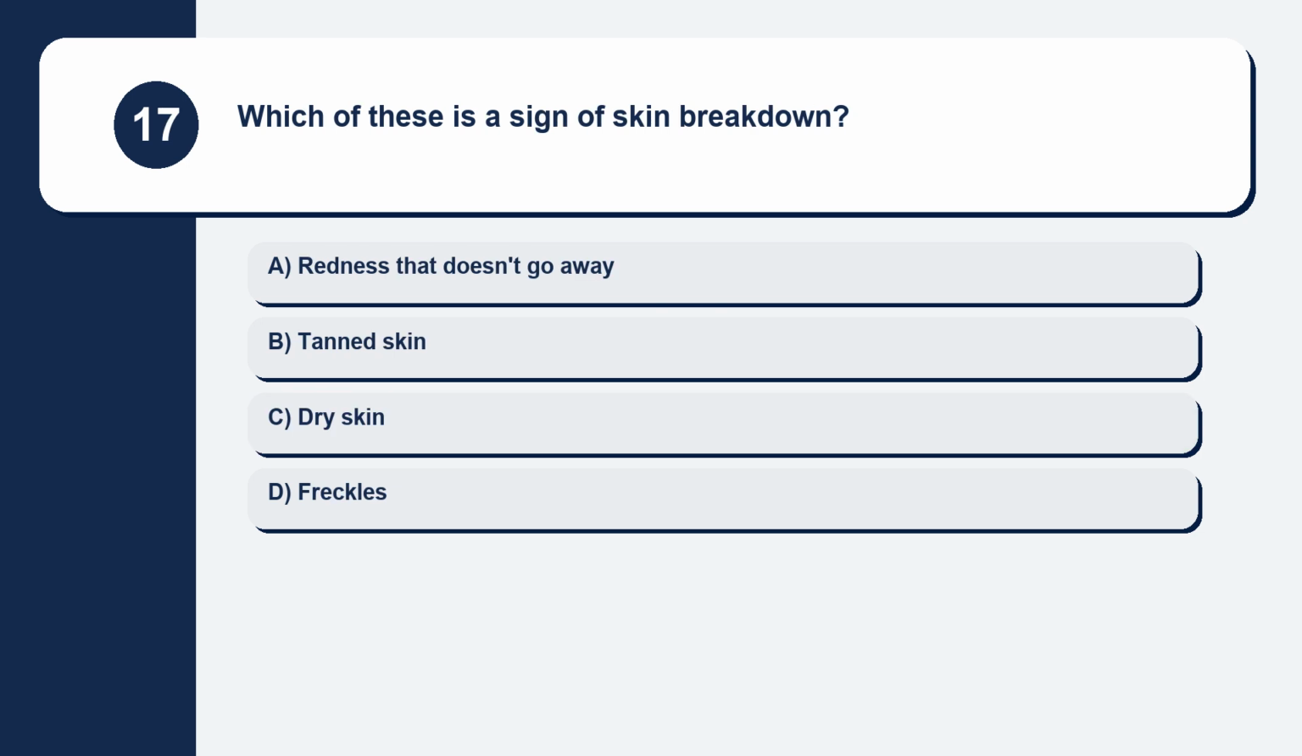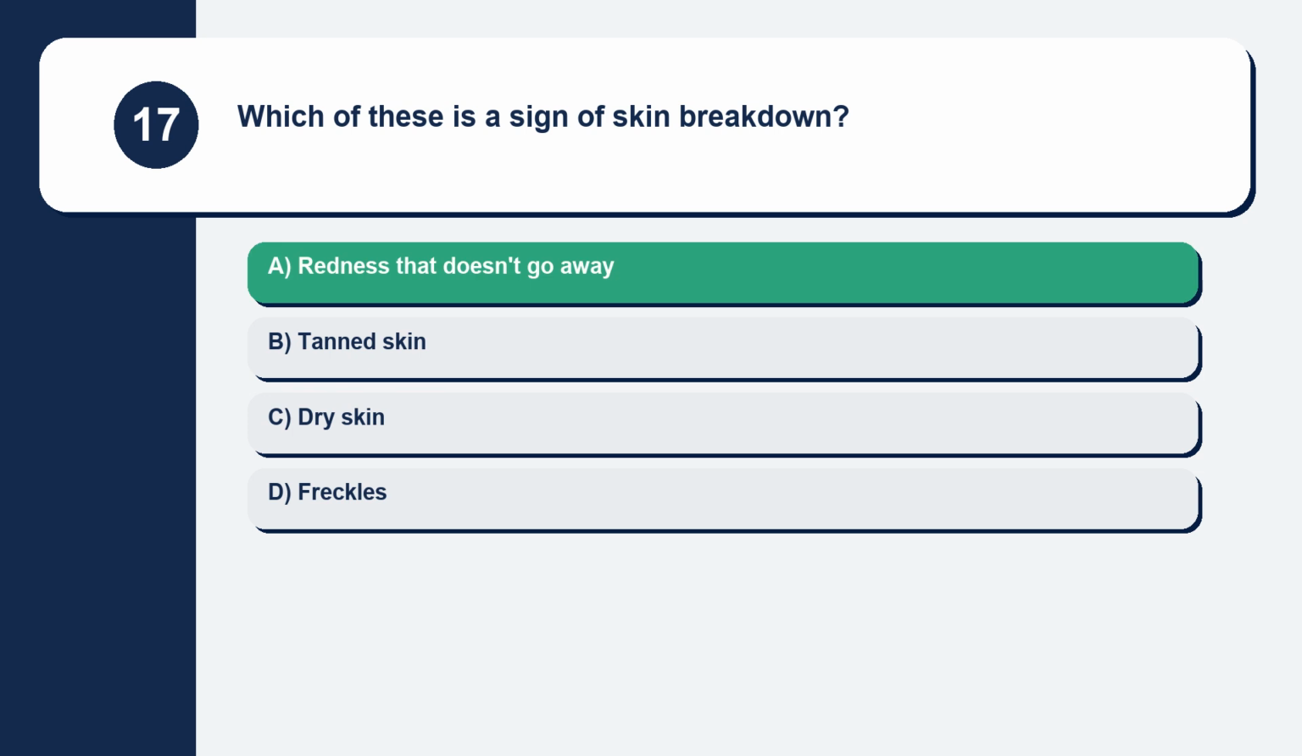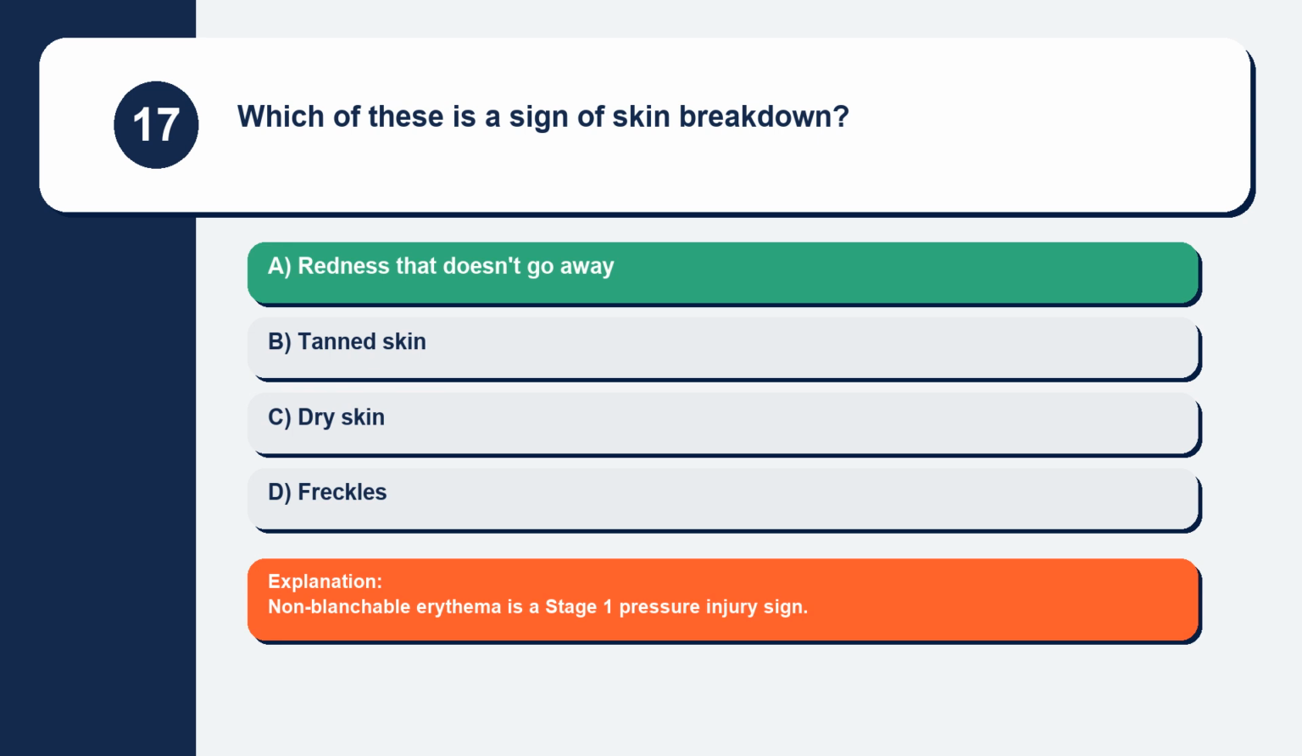Question 17. Which of these is a sign of skin breakdown? Redness that doesn't go away, tan skin, dry skin, freckles. Non-blanchable erythema is a stage 1 pressure injury sign.